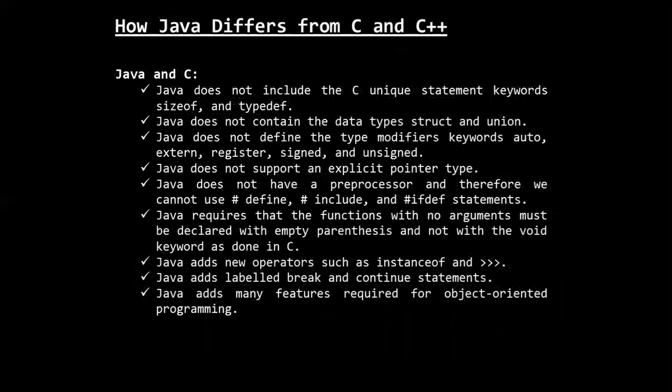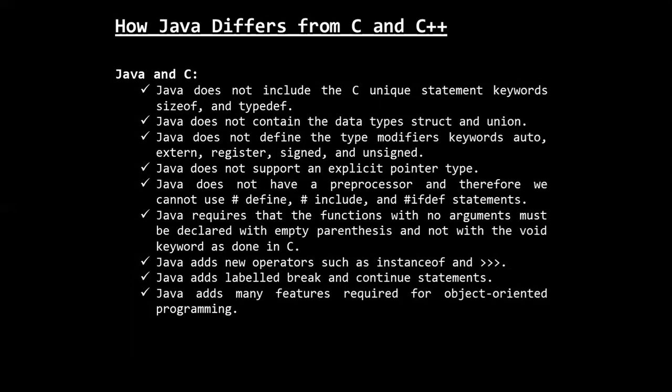How Java differs from C and C++. Although Java was modeled after the C and C++ languages, it differs from C and C++ in many ways. Java does not incorporate a number of features available in C and C++. For the benefit of C and C++ programmers, we point out here a few major differences between C or C++ and Java languages. Difference between Java and C.